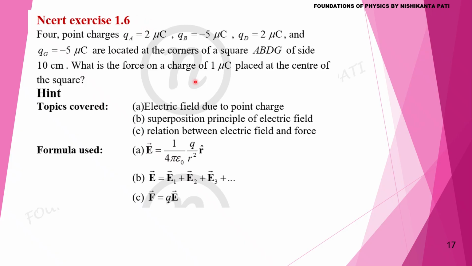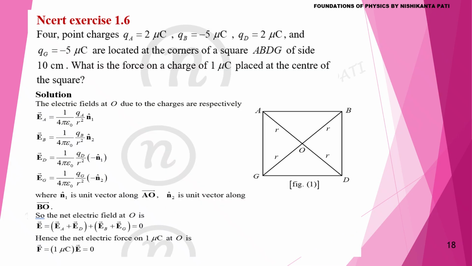The problem is based on the electric field due to a point charge, the superposition principle of electric field, and the relation between electric field and force. The superposition principle says E vector equals E1 vector plus E2 vector plus E3 vector, and we use the relation between electric force and the electric field. The charges are QA, QB, QD, QG.